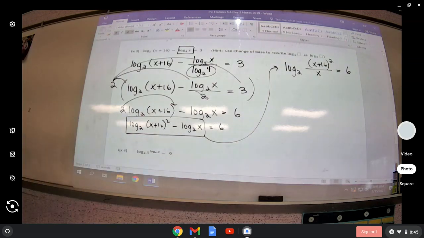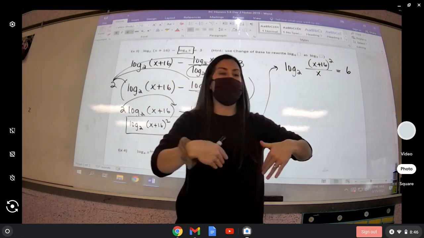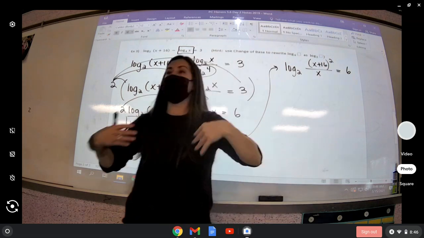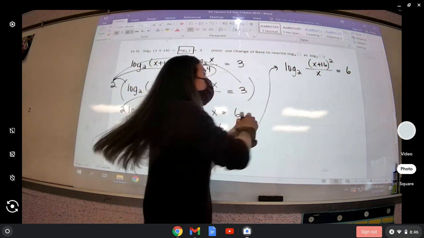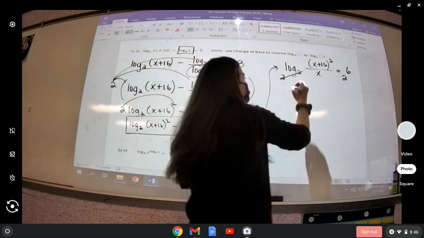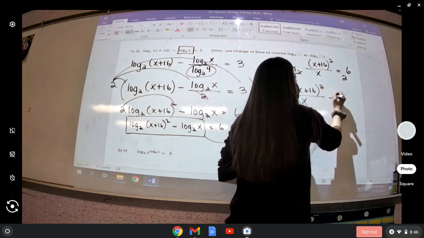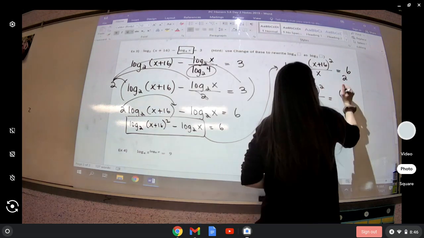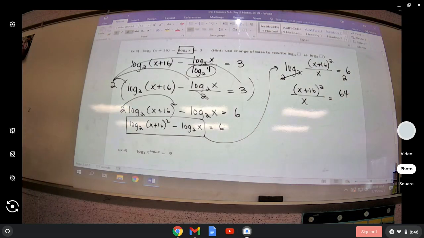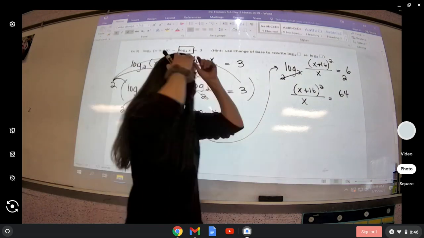Well, guys, now that we have it down to a log equaling a number, your book will say to rewrite it in exponential form: 2 to that power equals this answer. I like you guys to get into the routine of raising both sides to a base of 2 to undo this log. And you'll be left with (x plus 16) quantity squared over x equals 2 to the 6, I believe is 64. And now you're not solving a logarithmic equation. Now you're solving a proportion. We're going to cross multiply, and it's most likely going to be a quadratic equation.